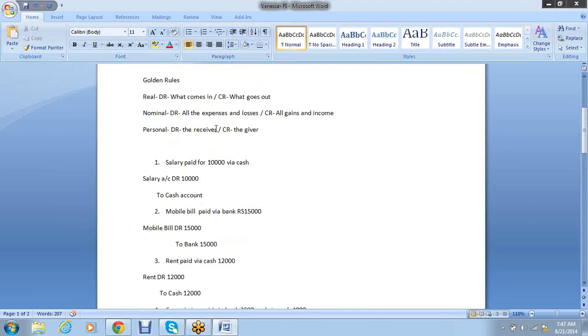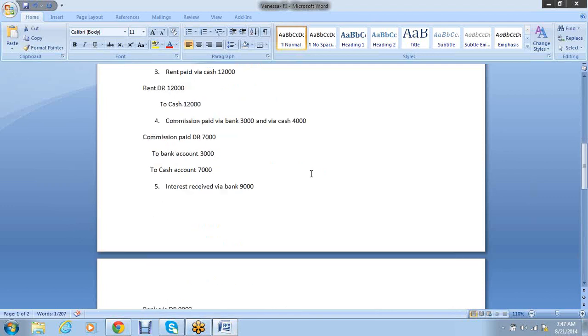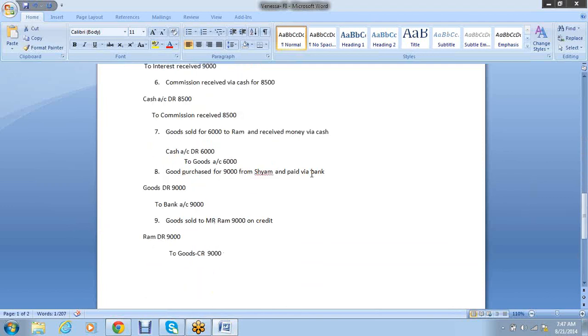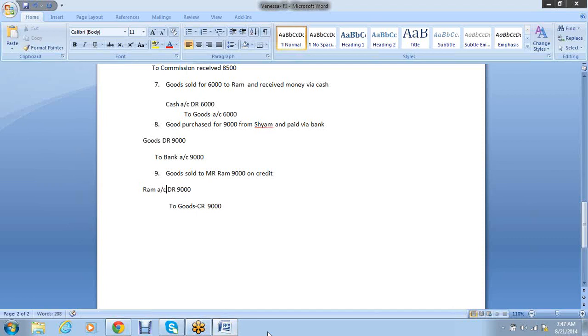So Ram is receiving the goods. Correct? Yes. Ram is receiving the goods, so his account is debit. Why will we not credit the account? If I write credit account, I don't know to whom I have given the credit. In the future, I have to remember that I have given the credit to that person.